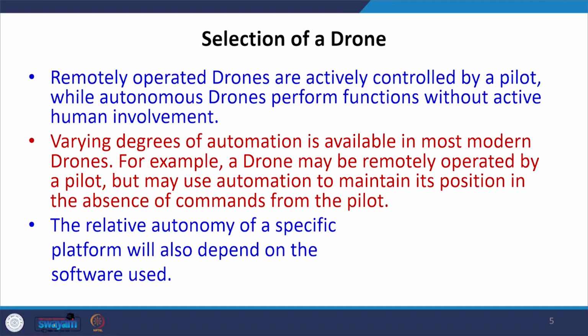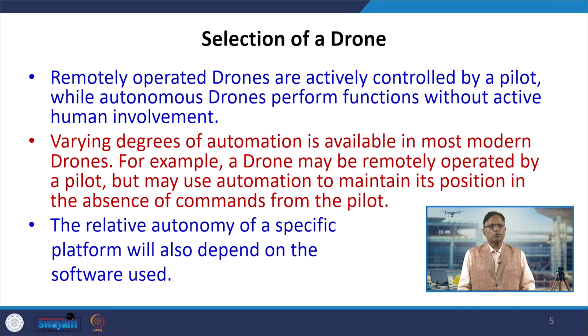There are remotely operated drones which are actively controlled by a pilot, while autonomous drones will perform the function without any human involvement. There are various degrees of automation available nowadays in most modern drones. So it can be remotely operated or it can maintain its position automatically in the absence of commands from the pilot who is flying this aircraft. The relative autonomy of a specific platform will also depend on what kind of software is used by the drone.